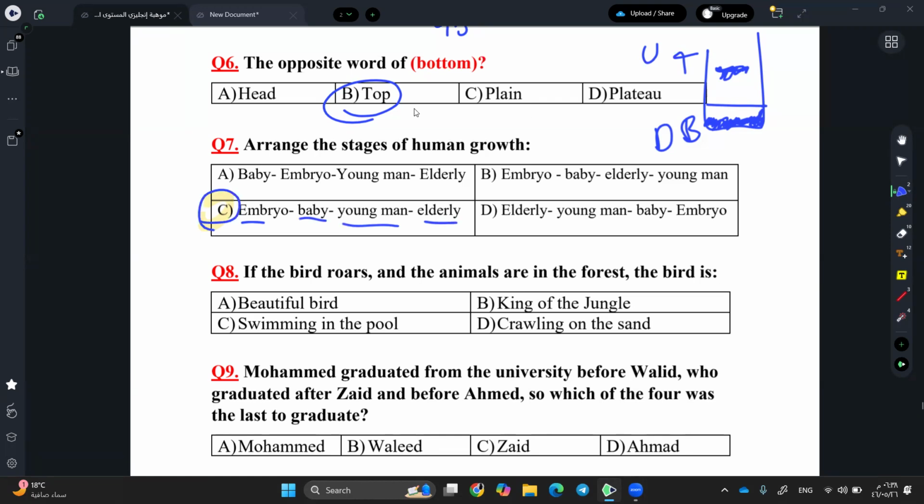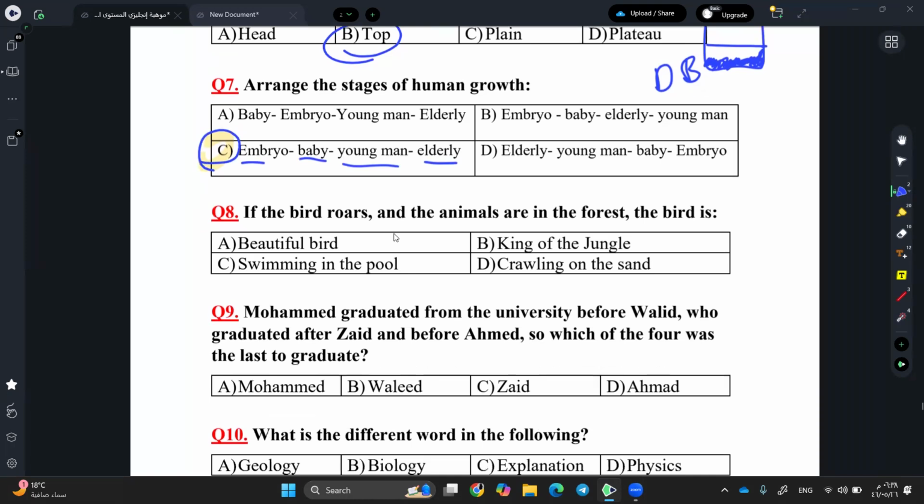Number 8. The bird roars and the animals are in the forest, and the bird is the king of the jungle. Excellent. So if the bird roars, so here's bird like that, we're going to cross it. And then which animal roars? It's the king of the jungle, which is lion.